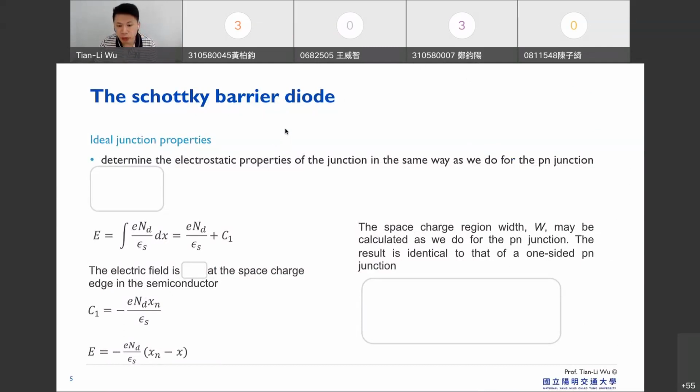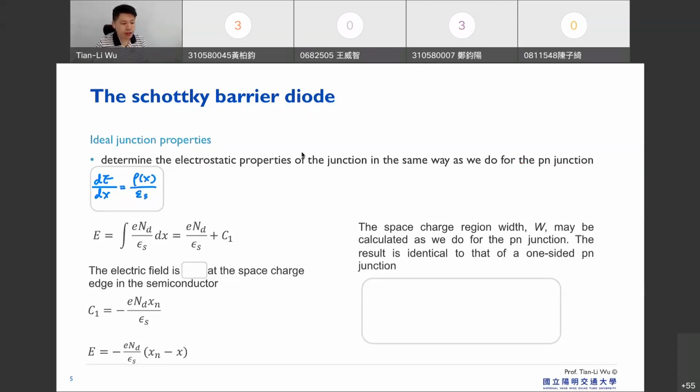So there's a more analytical calculation. And again, we are interested in determining the electrostatic properties of the junction in the same way as we do for the PN junction here. So in this case, the one that we already used for the previous calculation, which is dE/dx is equal to the charge.